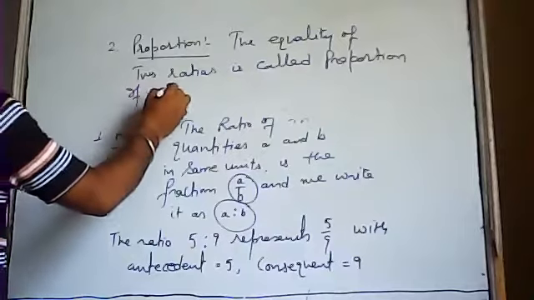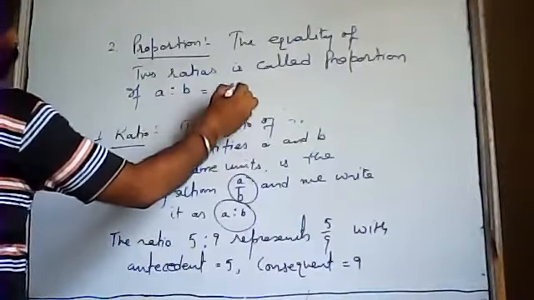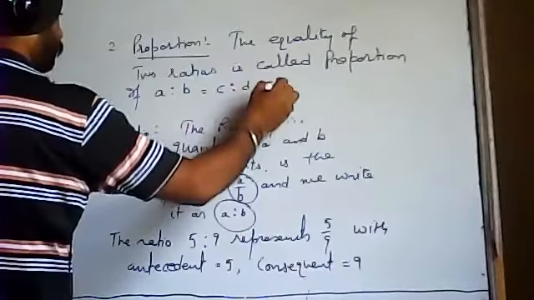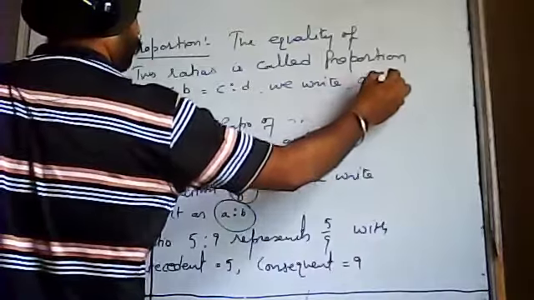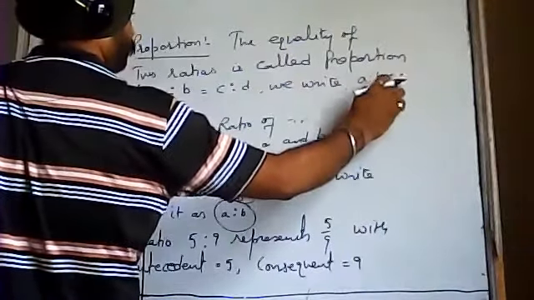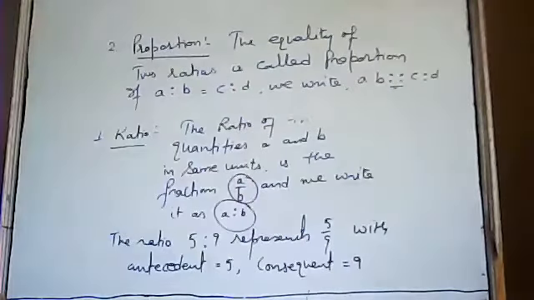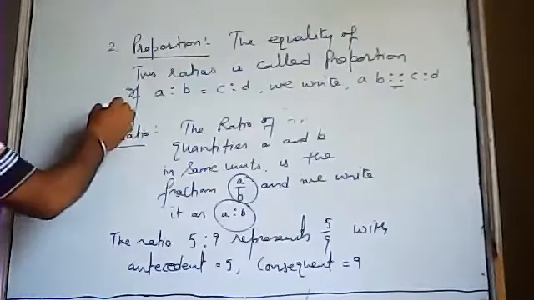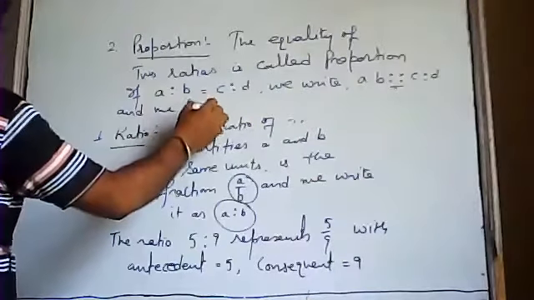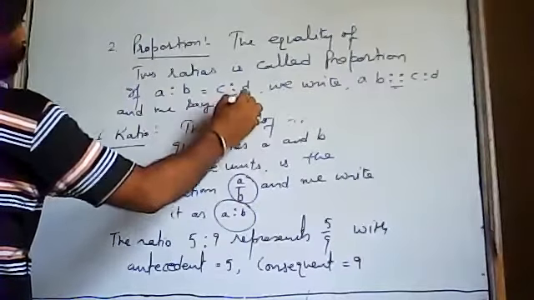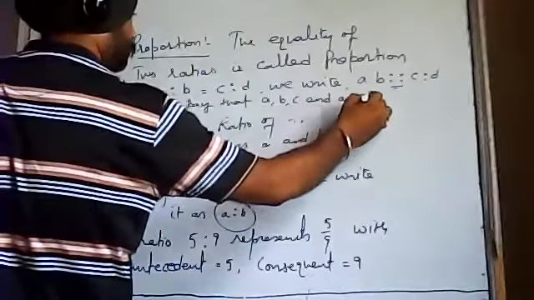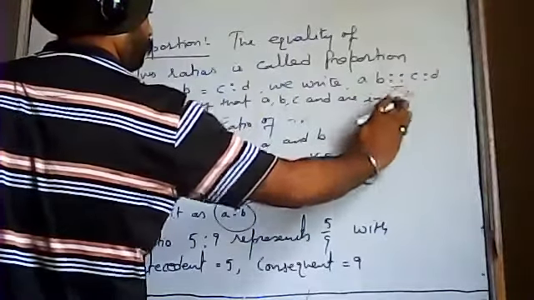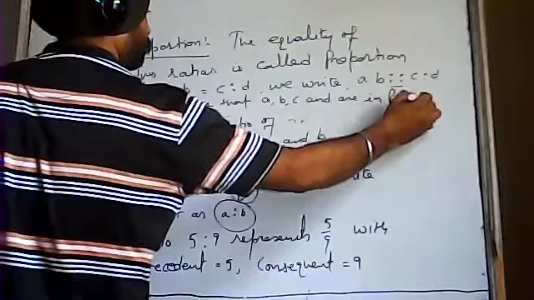If A ratio B equal to C ratio D, we write A ratio B, this is for equality, C ratio D. We say that A, B, C, and D are in proportion.